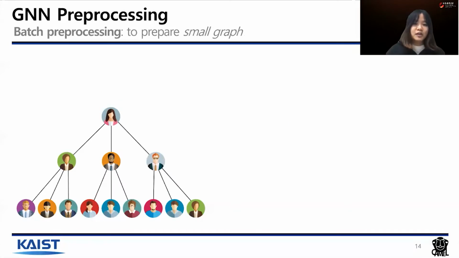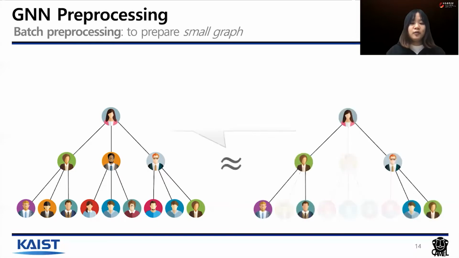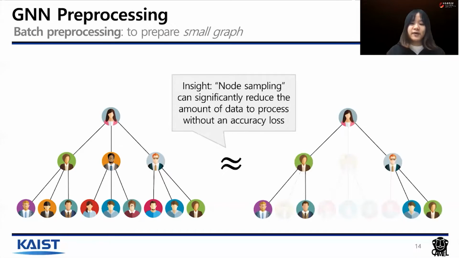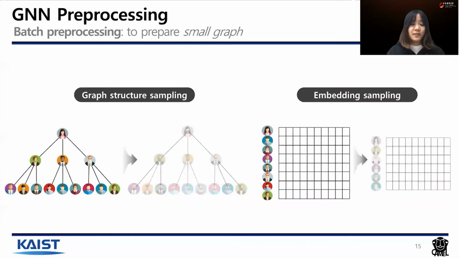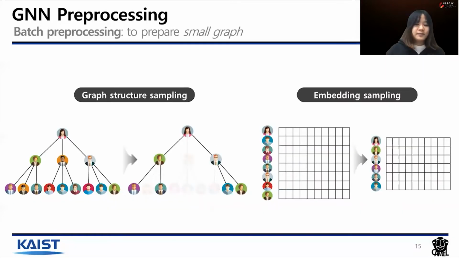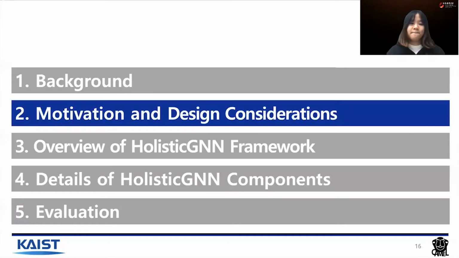And after that, GNN preprocessing performs batch preprocessing to prepare the small graph. The insight comes from the fact that node sampling can significantly reduce the amount of data needed to process the GNN without an accuracy loss. Does this sample both graph structure and embedding?